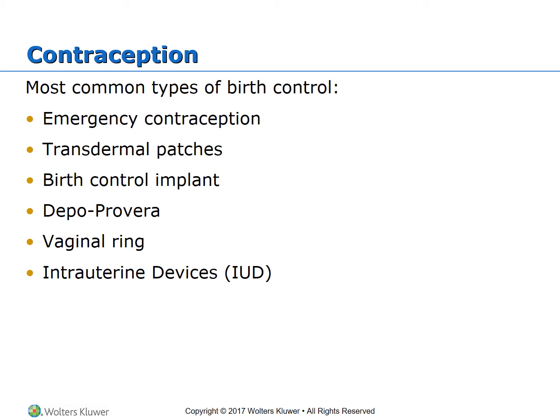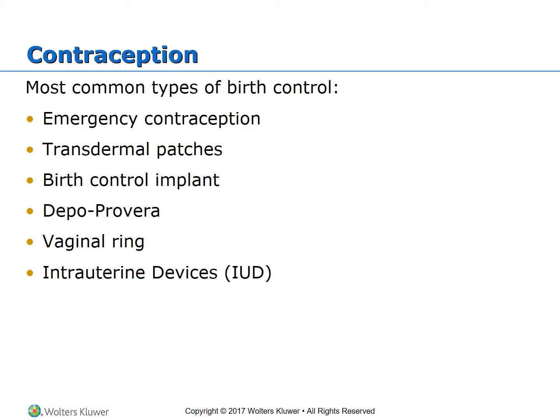Most common types of birth control are your emergency contraception, which is a morning after pill. It can be used up to 120 hours after, but is less effective after 72 hours after sex. They have transdermal patches. They can change once a week times 3 weeks. There is also the birth control implant, which prevents ovulation and increases cervical mucus. With the birth control implant, though, you do want to monitor for infection at the site.